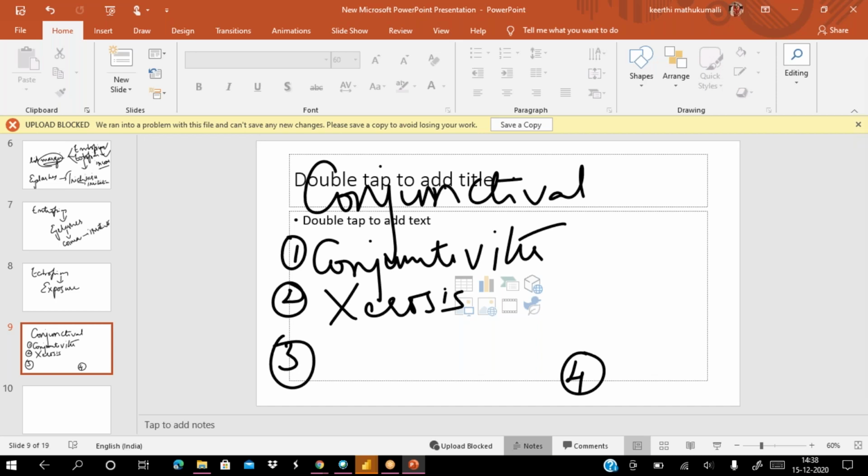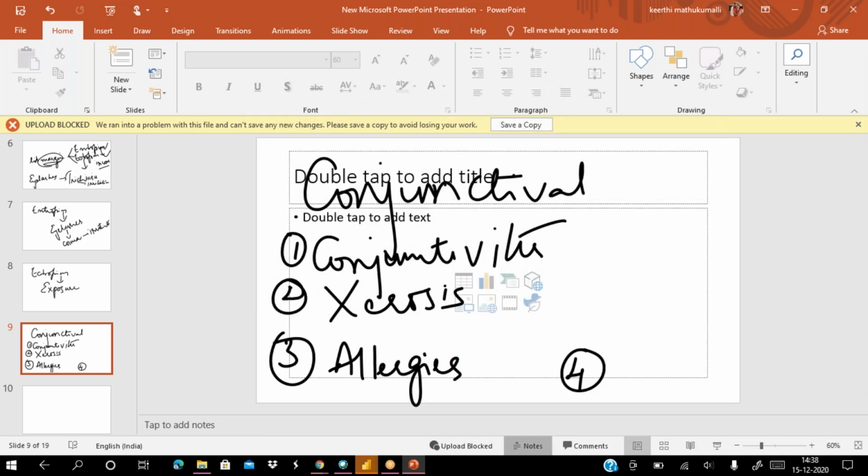Very good, but anything else which is very common, which is one of your short cases? Allergies, ma'am? Yes, allergies. I'm giving you a clue, but you're not able to get it. Which is your short case in your practical exams? Anything, trachoma? Starts with P. Starts with P, which is very good.